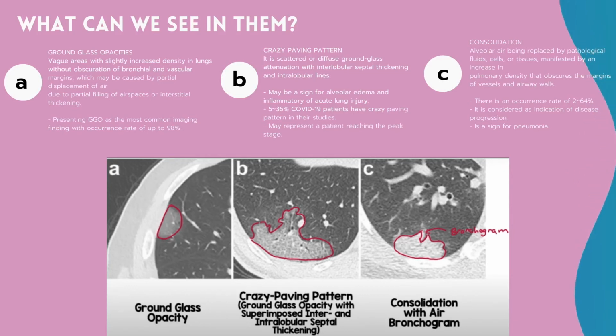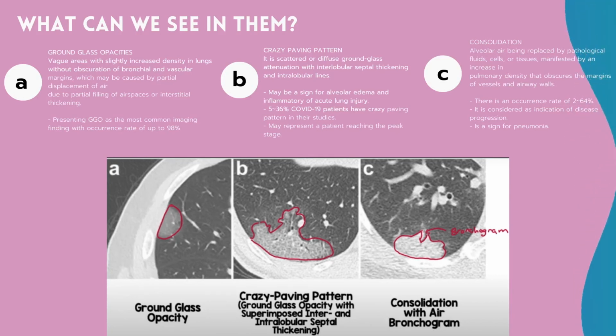Crazy paving pattern can also be observed, which is a scattered or diffuse ground glass attenuation with intralobular septal thickening and intralobular lines. It may be a sign for alveolar edema and inflammation of acute lung injury. There is a 5 to 36% occurrence in COVID-19 patients, and it may represent a patient reaching a peak stage.